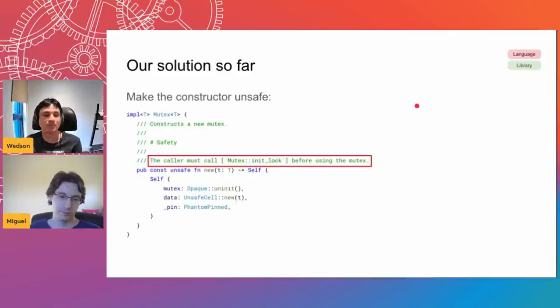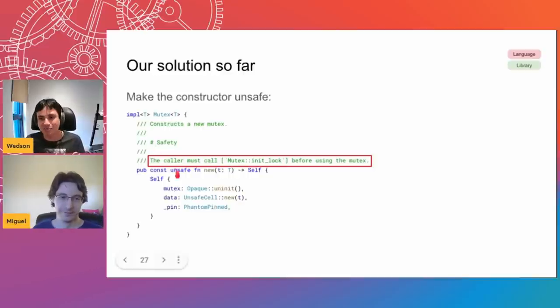So what did we do to address this problem, right? So we defined this new constructor, and we had to make it unsafe, right? So the idea here is that the mutex initialization doesn't happen in our new. Our new just uses some uninit version of that mutex. And the safety requirement, which we annotate here. So this is actually a convention that we use. Miguel talked about having new conventions that we can enforce from the get-go because this is a new project.